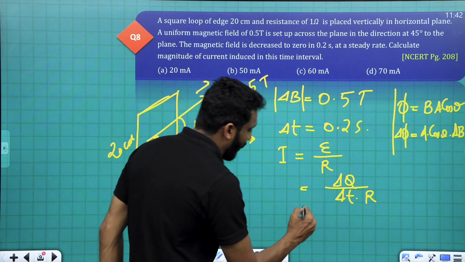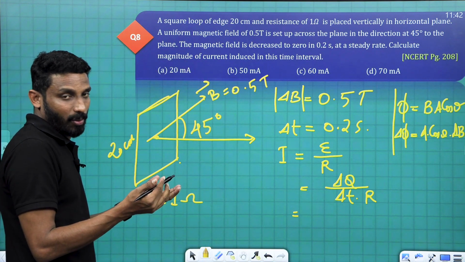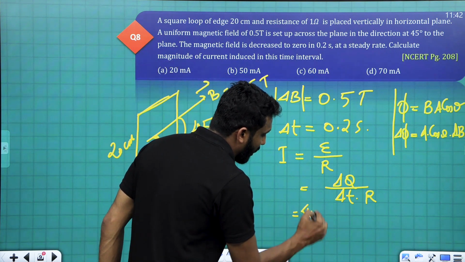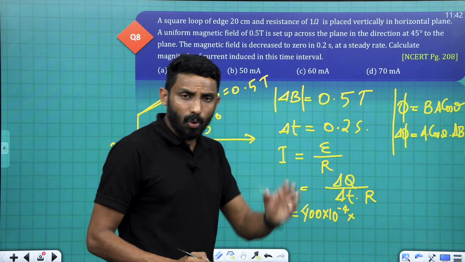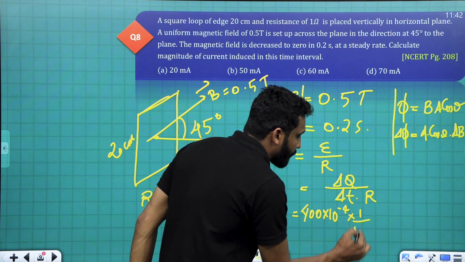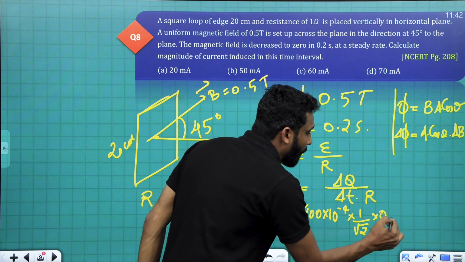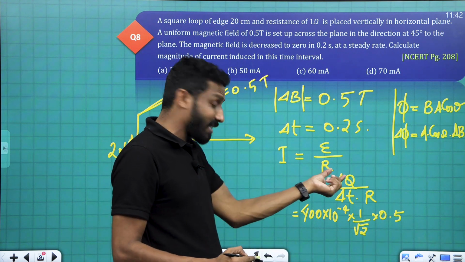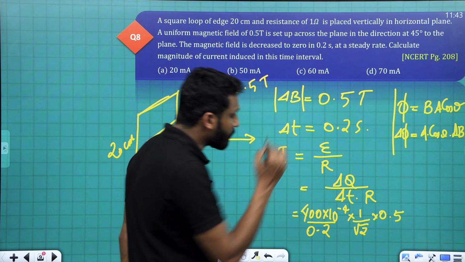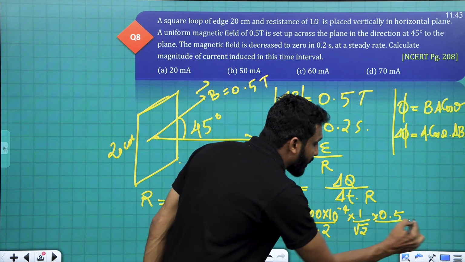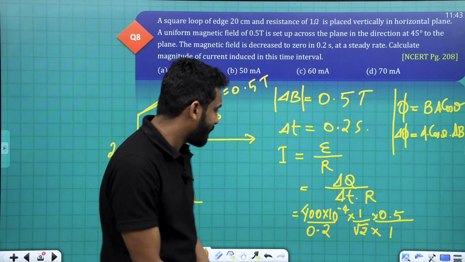So delta phi is equal to A. The area is 20 centimeter square, that is 400 into 10 power minus 4. Then cos theta is cos 45, that is 1 by root 2. Then delta B is 0.5. This much is delta phi, divided by delta T. Delta T is 0.2. In the denominator there is resistance, the value is 1. This much is the current.